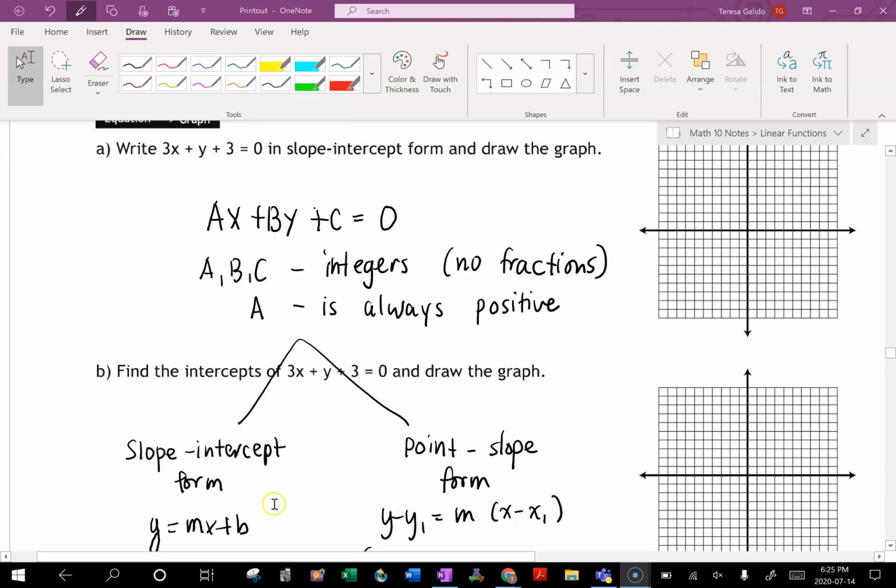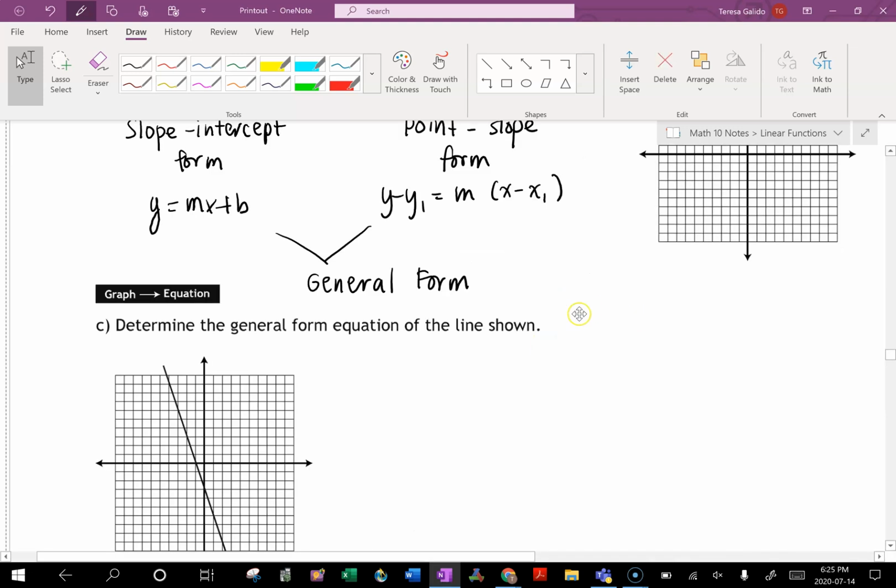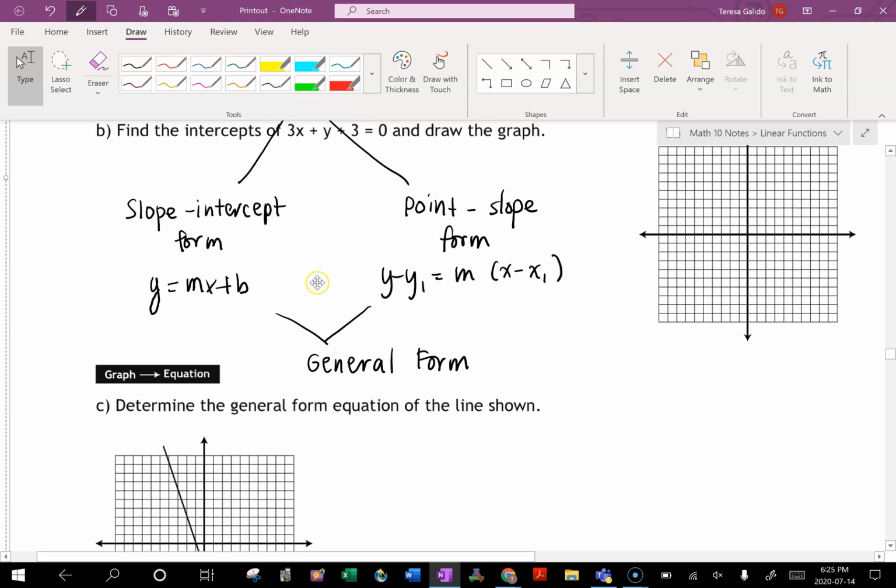Again, these two forms dictate where we start, based on the information that we're given. After we figure that out, we can write the equation of the line in either of these starting forms, and then convert it into a general form. And the general form is described over here.